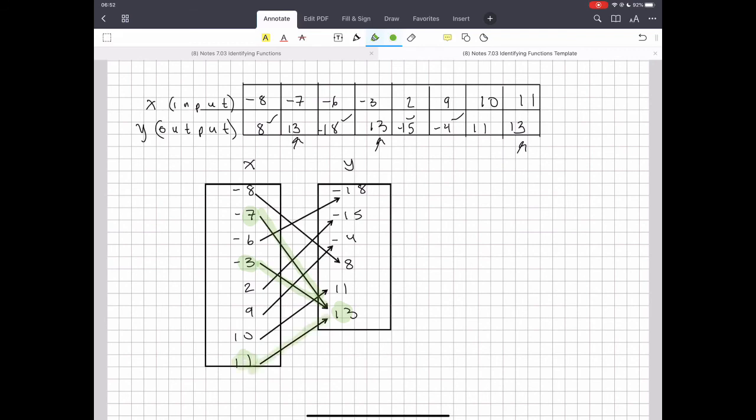So remember, the definition of a function is that each input can have one unique output. And in this case, each input does have one unique output. So that's how we identify functions, and that's our goal for today.